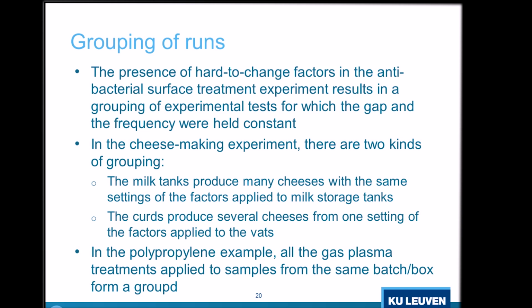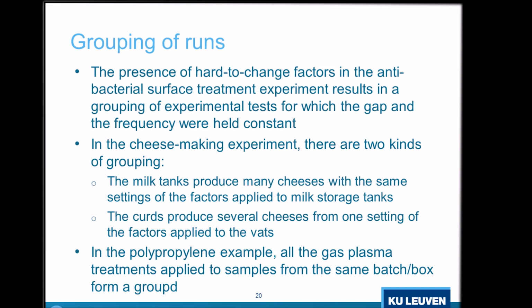In the first example I presented, the antibacterial surface treatment experiment, there's a grouping of the experimental tests due to the fact that we did not want to change the gap and the frequency all the time. In the cheese making experiment, there were two kinds of grouping. First of all, there were large groups of cheeses coming from the same large milk tank. And there was also a second kind of grouping, namely a grouping of individual cheeses coming from the same little vat.